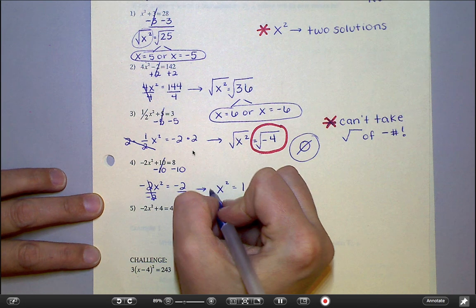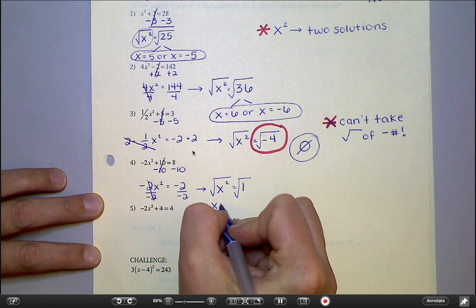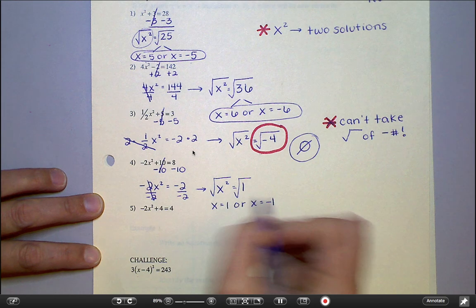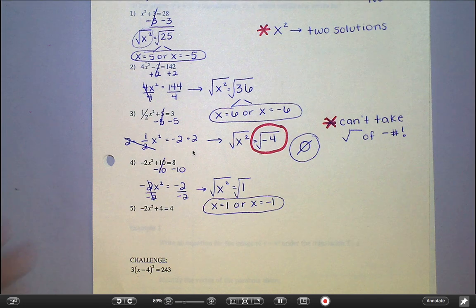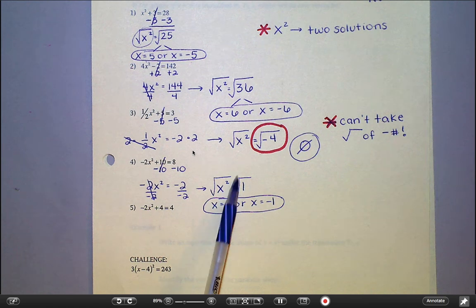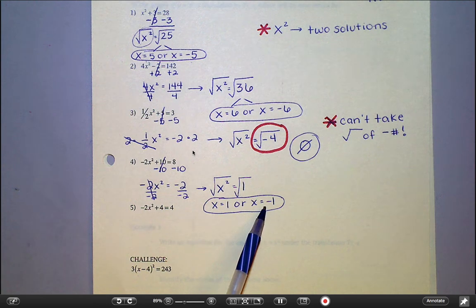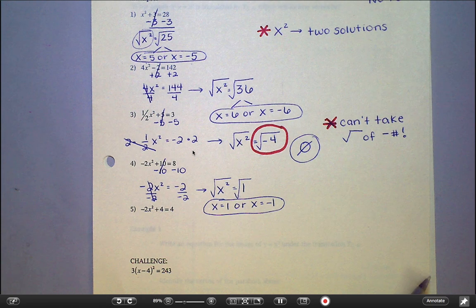Okay, take a square root. I have no problems with this. x equals 1 or x equals negative 1. You will get it wrong if you forget the second answer. The second answer is important. And the problem is your calculator doesn't give you the second answer. If you type in square root of 1, it's only going to tell you 1. This has to come from your brain. You have to be smart enough to know that this answer exists.